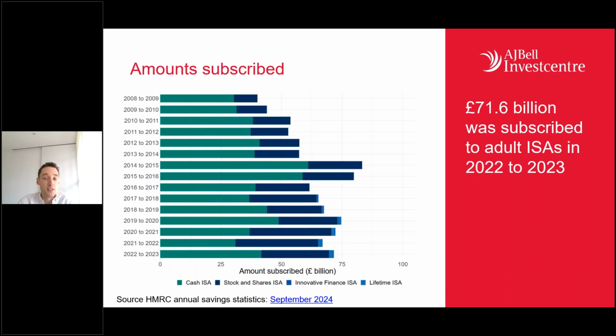This has recently been identified as potentially a slight issue because lots of people are putting money into just cash accounts when cash doesn't have particularly good returns over the long term. So this is something that the FCA have looked at, and we know the government are looking at as well. So when we're looking at those potential changes, this is something that's been highlighted as well.